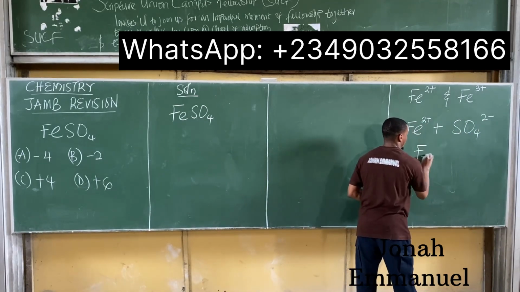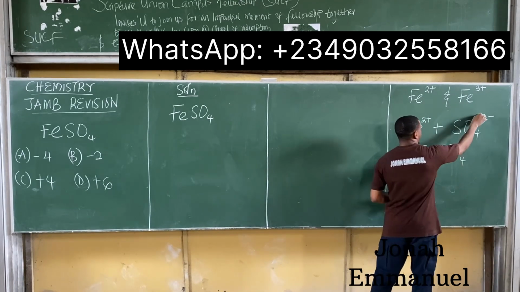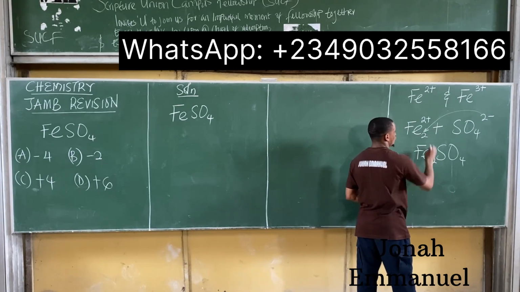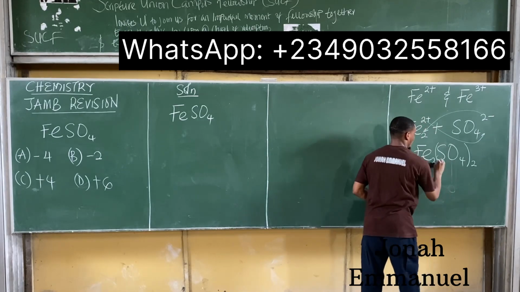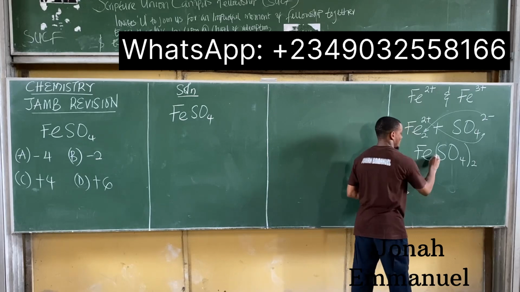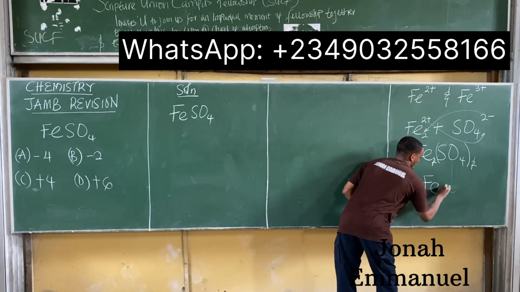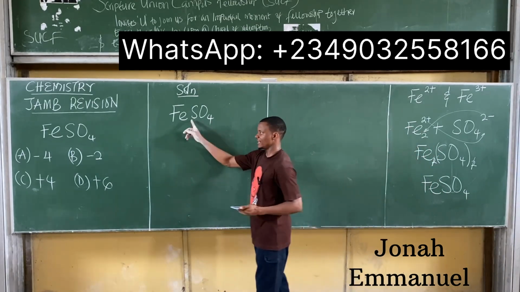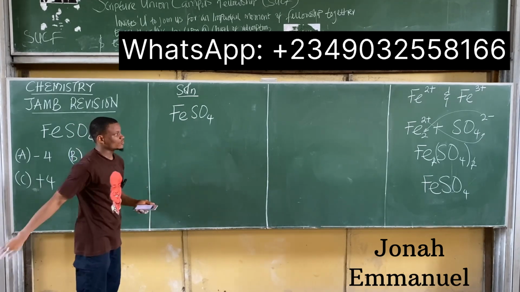So it becomes FeSO4. Now when they attract, their powers come down here. So I have 2 here, so it becomes 2 here. Also, this 2 comes down this way, so it becomes all of these 2. In a case where the powers are the same, like this, they can cancel out. So when they cancel out, I'll now have FeSO4, which is what I have here. That means in this case, the ion I have is iron 2 plus.